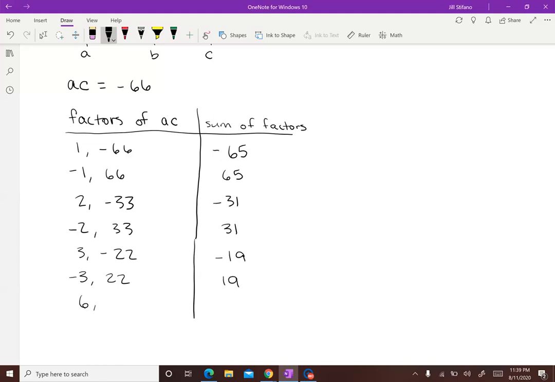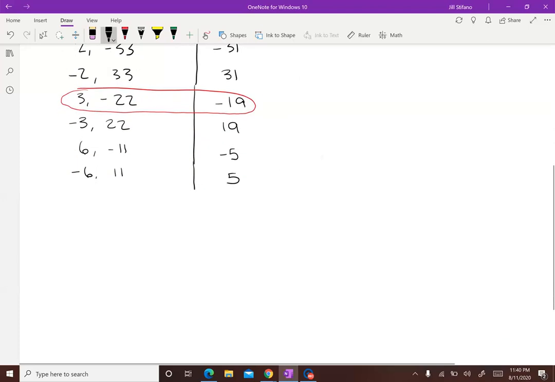And the other possibilities are 6 and negative 11, or negative 6 and 11, and those would give us negative 5 and 5. So the pair we want is 3 and negative 22, because those give us a sum of our value b, which is negative 19. Okay, so we have p equals 3 and q equals negative 22.